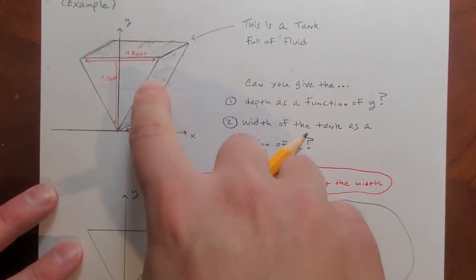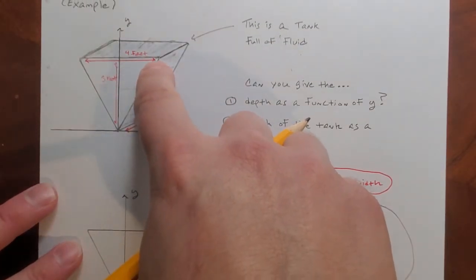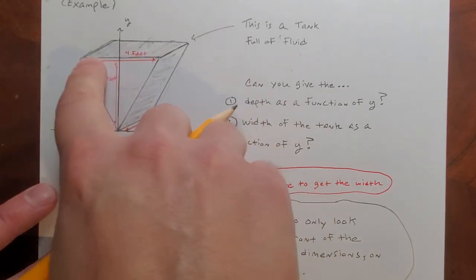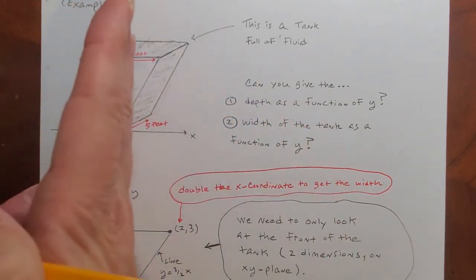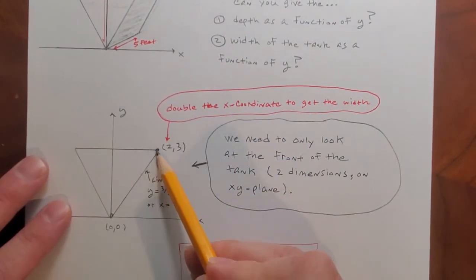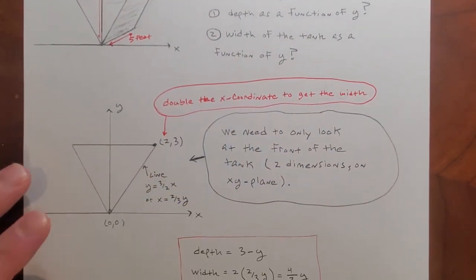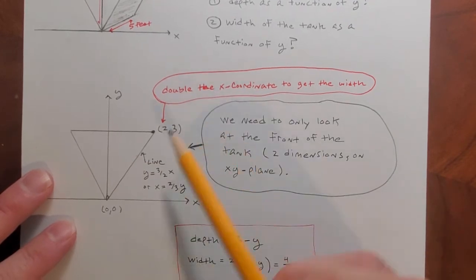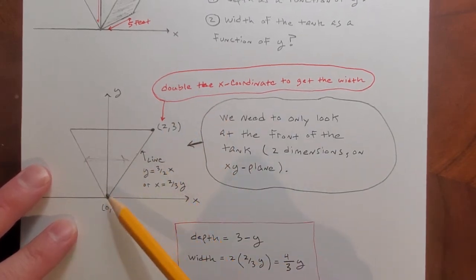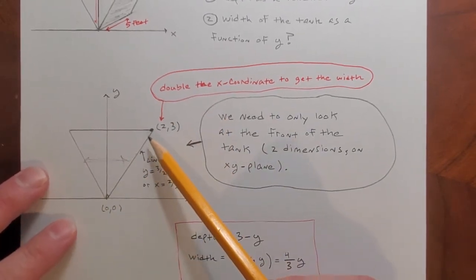How do you measure that point with respect to the origin? You go up 3, and if it's 4 feet across and the y-axis is right in the middle, then you go right 2. So notice how I labeled that point 2 for x, 3 for y. Now, in order for me to get you a formula that calculates the width, which is this distance right here, I need the equation of this line.